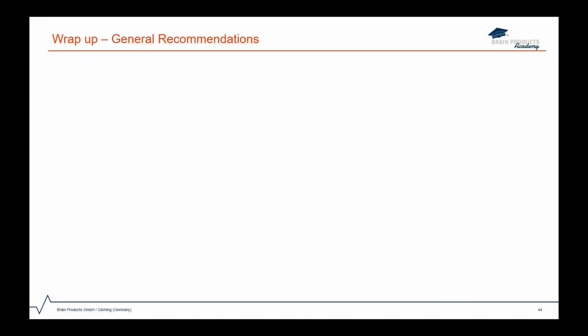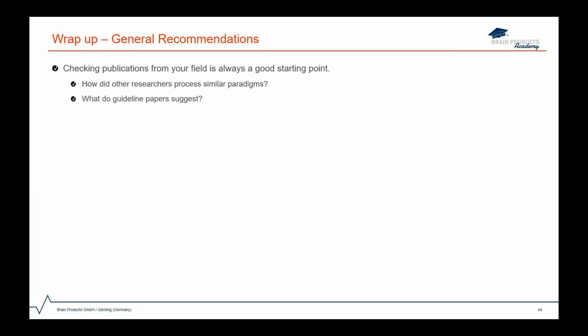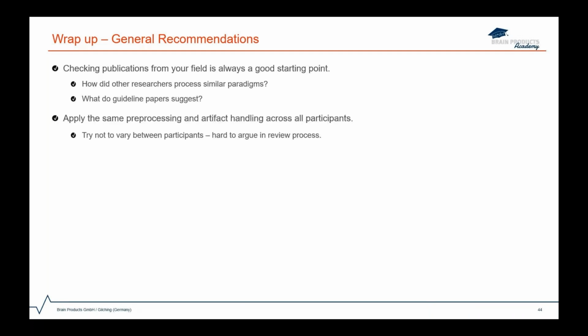Some concluding remarks after checking these processing pipelines: you can always check publications from your field as a good starting point to start processing your data. So check how other researchers have done it, or if there's any guideline. Once you decide, apply the same pre-processing for all participants and try not to vary. Exceptions can be, for example, if you decide to interpolate different channels for different subjects according to your need.